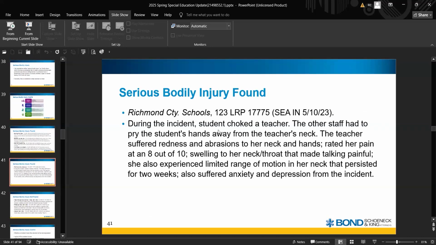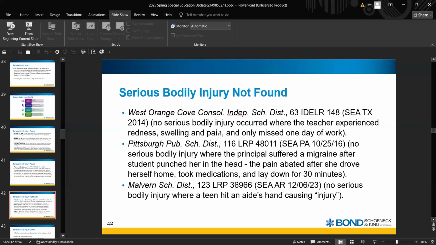I'm sorry, I said this is bodily injuries, not, excuse me. She also suffered anxiety and depression from the incident. So that's a laundry list of things that are pretty serious. We have limited range of motion for 2 weeks. Notice the length of the injury, and that she also suffered mental health effects. Now, I'm not saying that you need all of those things in every instance. But coming back to school the next day after taking over-the-counter medications is probably not going to convince a hearing officer that the person was substantially injured.